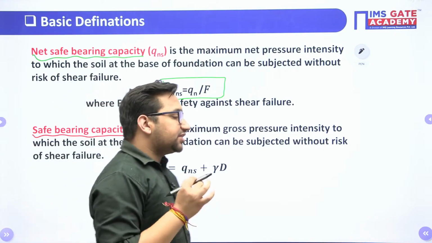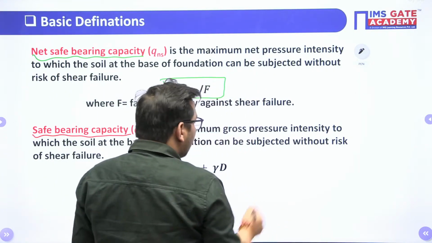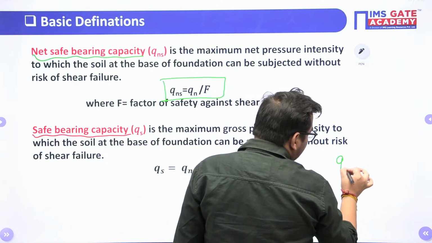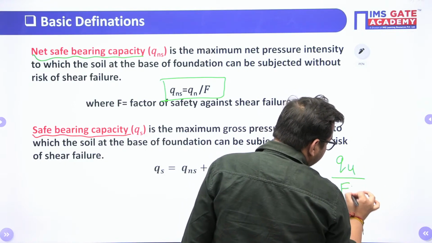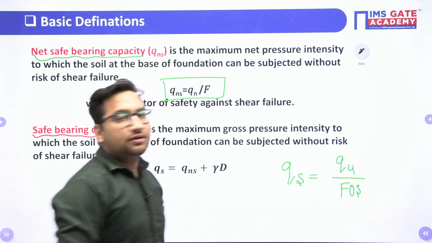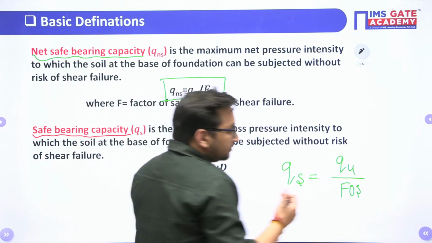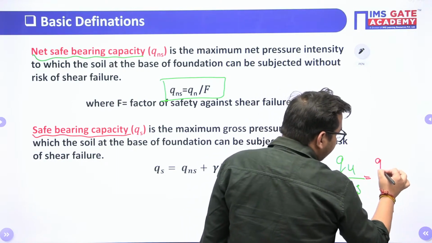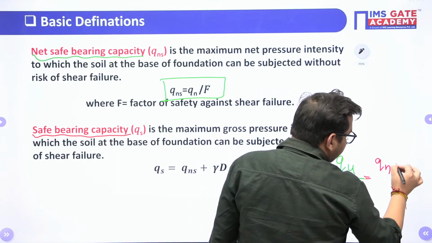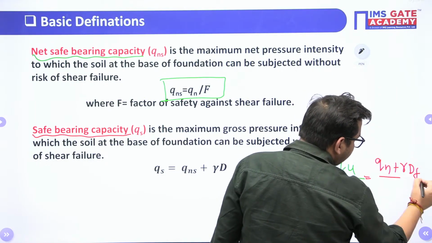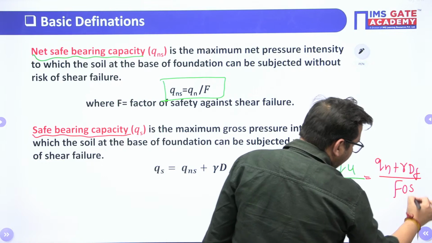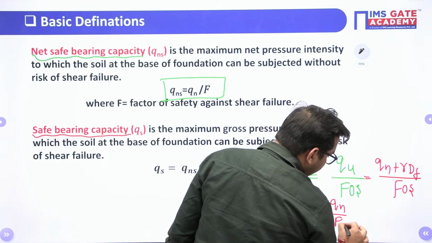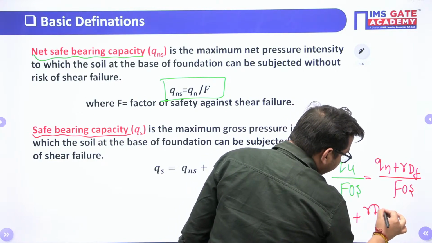Now there is one common mistake which students used to make. When they are calculating the safe bearing capacity, they divide the ultimate bearing capacity by the factor of safety. Clear? Now, what is the mistake in this form? If I just open it, it will be (q_net plus gamma into Df) upon factor of safety, or you can write it as q_net upon factor of safety plus gamma Df upon factor of safety.